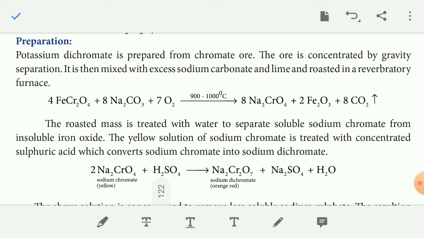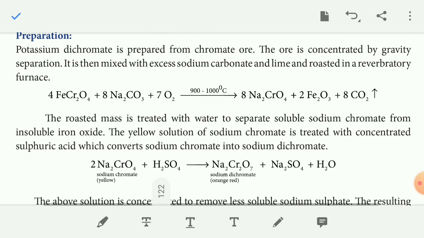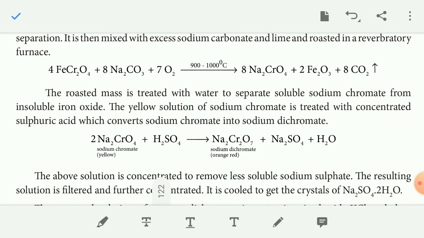So the soluble sodium chromate is obtained, but some insoluble iron oxide is also there, so we treat it with concentrated sulfuric acid. That is the yellow solution of sodium chromate. We have already seen this in the 11th standard inorganic practical analysis: in the first group of lead, when we add potassium chromate, we get a yellow precipitate. So potassium chromate is yellow in color.